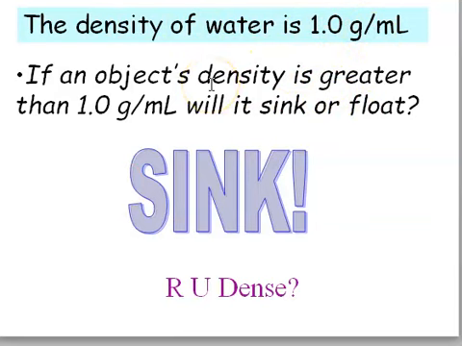And if an object's density is greater than 1 gram per milliliter, that means that it's heavier per volume than the water. And so it would sink. If it's less than 1 gram per milliliter, it would float. So if you're designing a boat, it would be very important for you to be able to determine whether that boat would be more or less dense than water. Because if it's more dense than water, it would not be a very good boat.